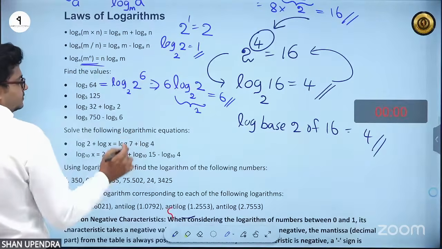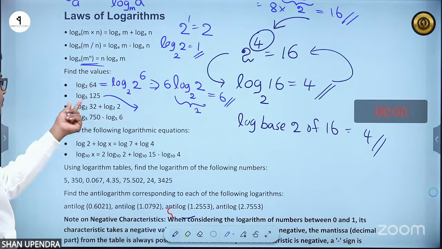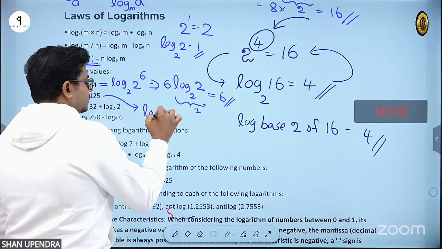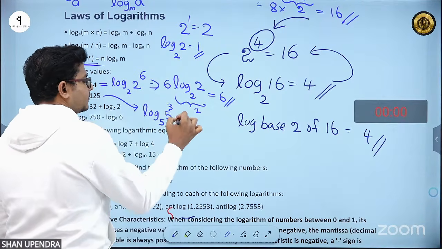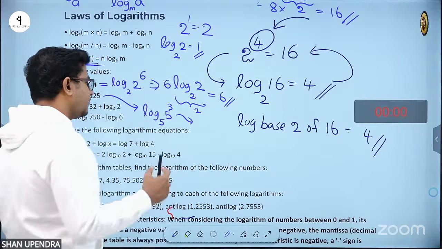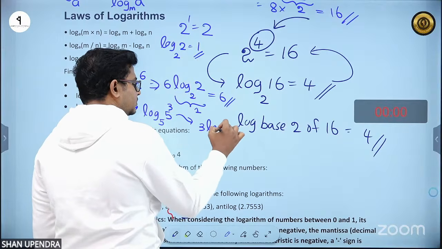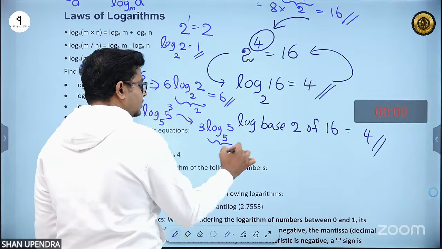Then for this one, log 5, again 125. So 125 is 5 to the power 3. So log base 5 of 5 to the power 3. Again, you can take 3 out. Then log base 5 of 5 is actually again 1. So answer is 3.